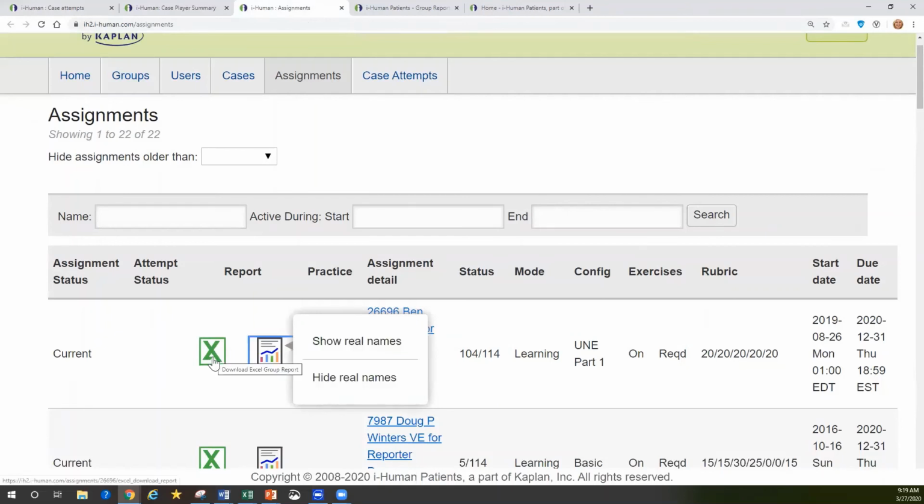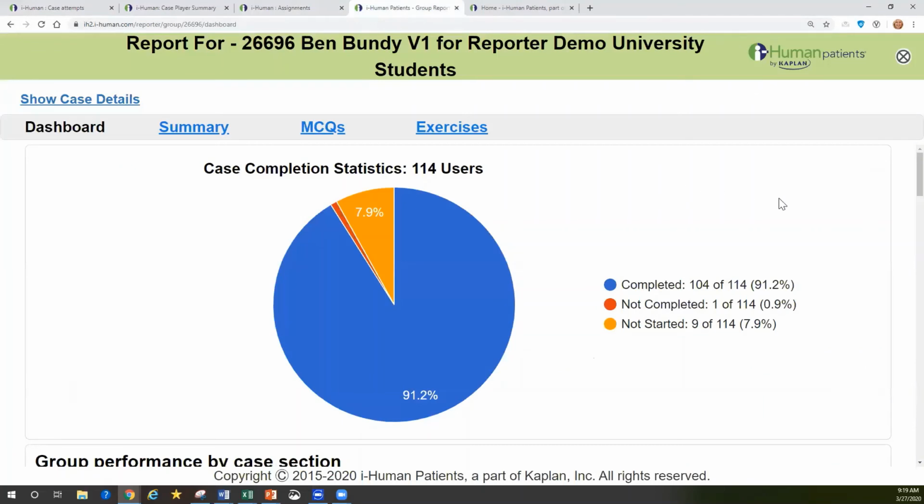I can also download it as an Excel file. If I'm looking at it as an online report, first I can see a dashboard, just a quick overview of how my students did. Immediately going into my online report and seeing my dashboard, I know right away as a faculty member that 104 of my 114 students in this cohort have started and done this case. They've completed it. I've got 1 who hasn't completed and 9 who haven't started.